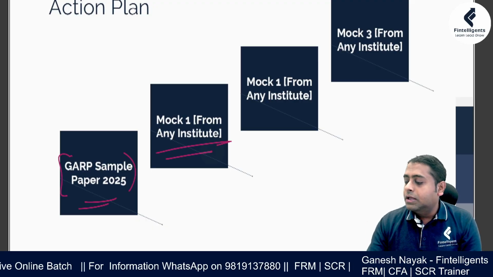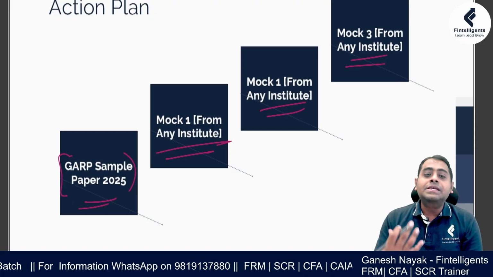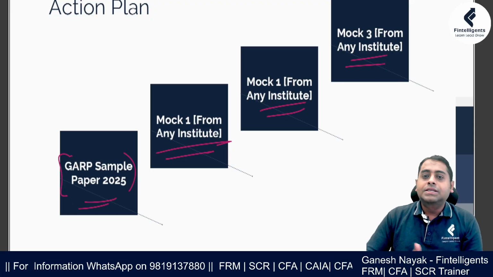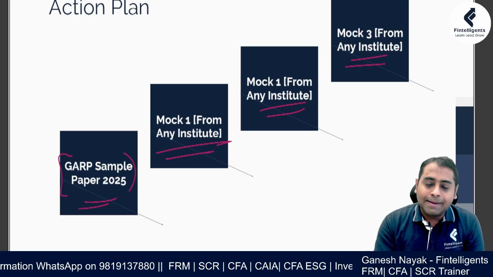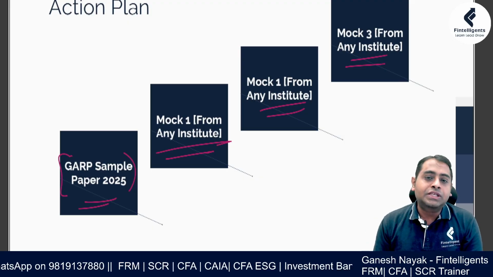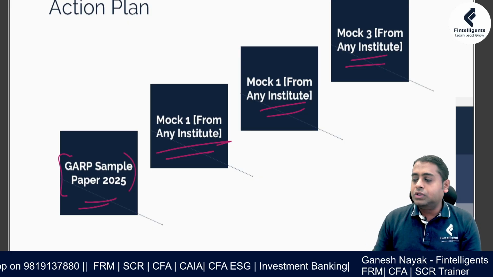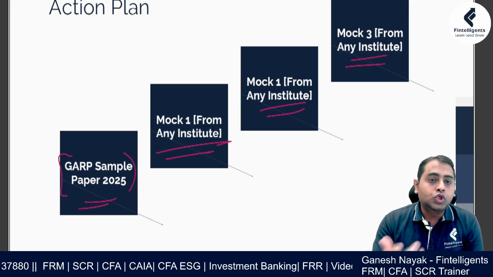And also mock papers from any institute. So people who have joined us are going to be solving the Fintelligents mock papers. Similarly, if you have joined somewhere else, there will be mock papers available over there. So there are going to be sample papers for GARP 2025 plus your outside institute's mock papers. Ideally, 4 mock papers is what you are expected to solve.